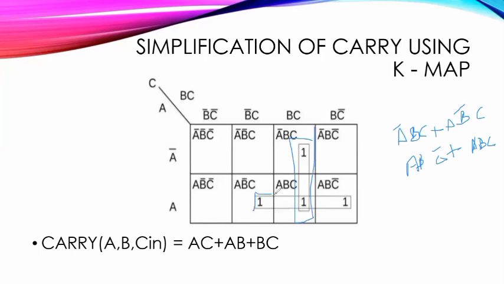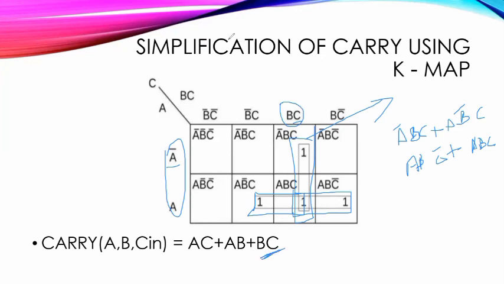Okay, there are 3 pairs that are formed, right? So A, B bar, in which we'll be getting, if we consider the first pair, the common variable. BC is the only common variable. So we have written the BC.